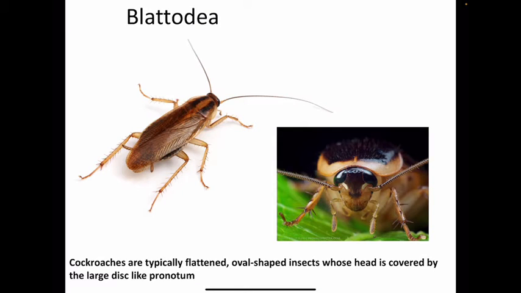If we see the order characters now, in case of cockroach, their body is dorsoventrally flat, a bit oval shaped, and the head is concealed by a large disc-like pronotum. So this is the pronotum, and it is quite large and disc-like, and it covers the head here. So the head is a bit concealed by the pronotum and it cannot rotate its head.